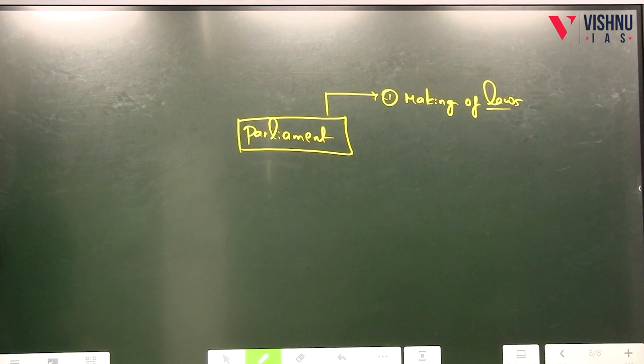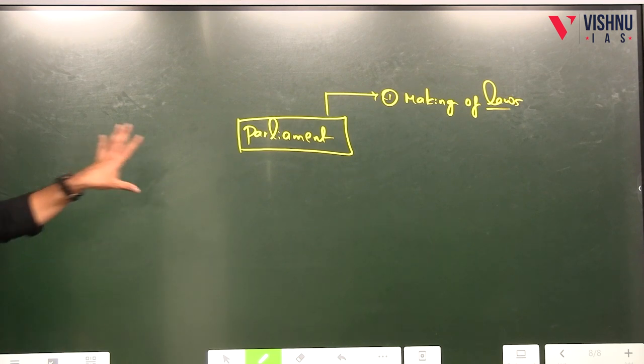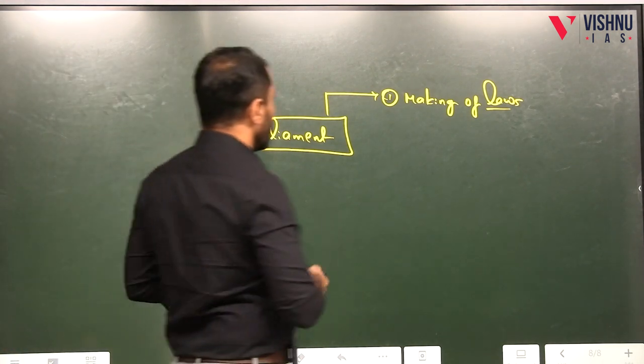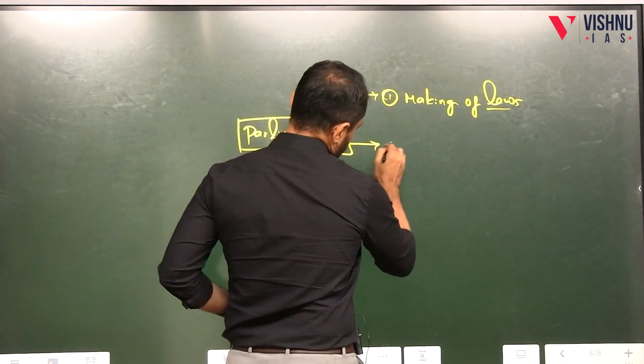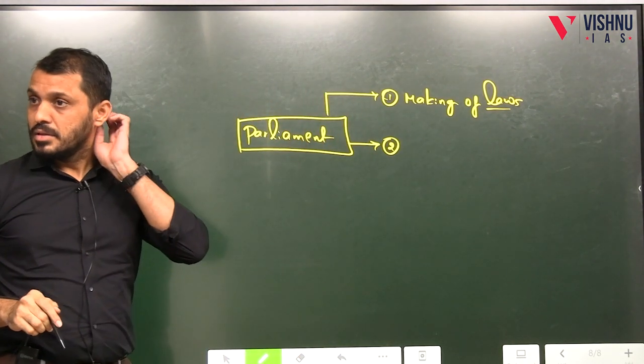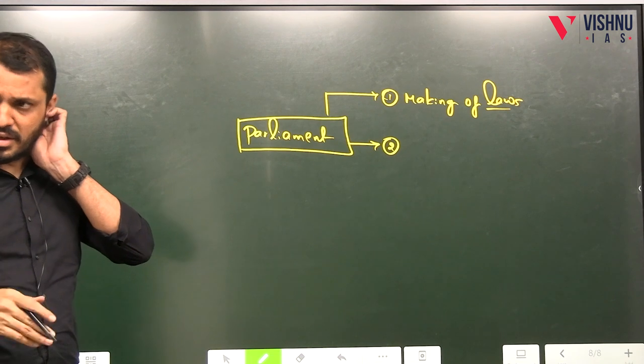In exceptional conditions, for example during the emergency or during President's rule, parliament will also make laws for the state. Don't go into that level now. First try to understand this level, making of laws. Next, what is the other function of the parliament? Controlling the government. Okay, that I will explain.